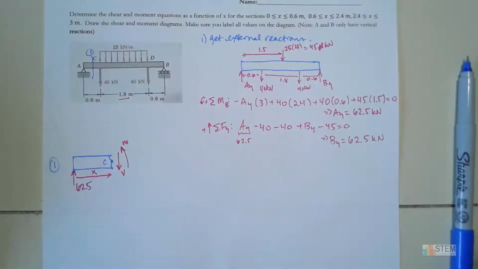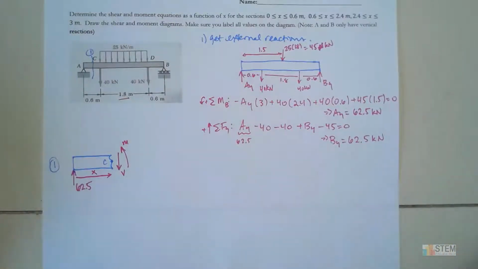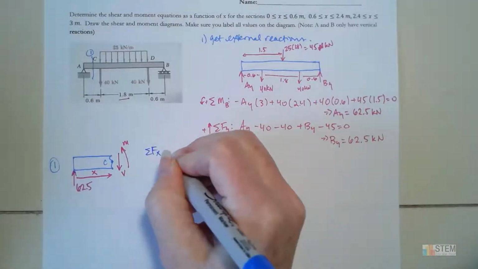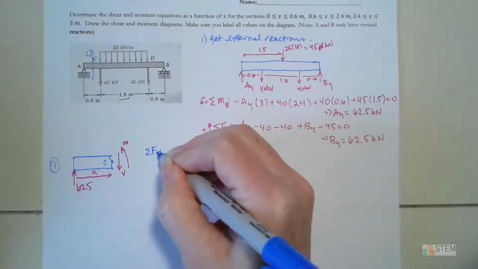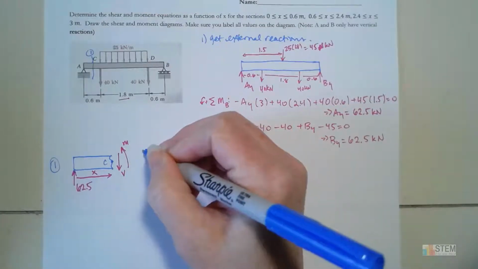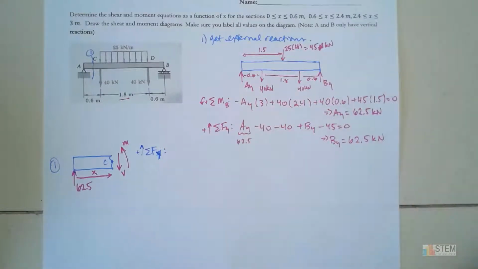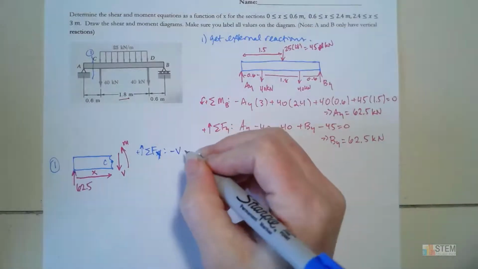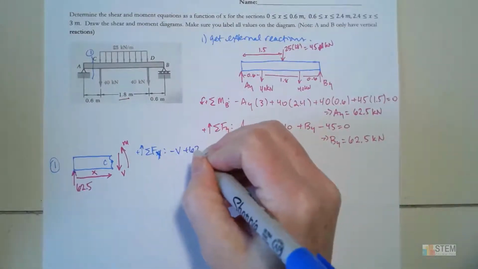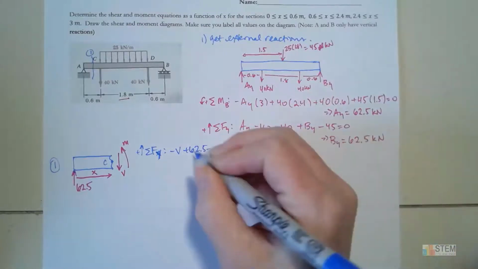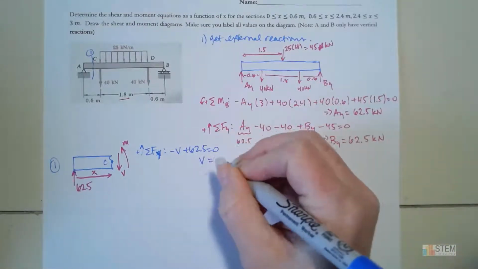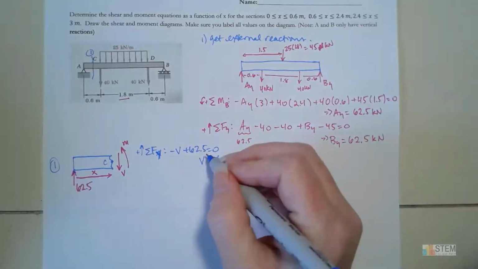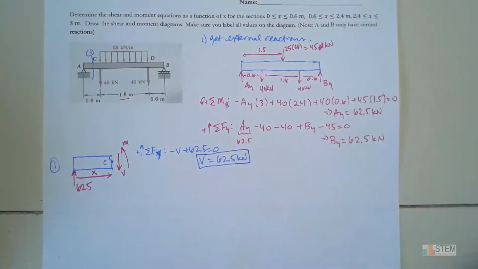Now what we're going to do is just use our simple equilibrium equations. Whoops, I put X. This should be Y. There we go. We don't have an X. I'm going to say that going up is positive here. So we have a negative V plus 62.5 equals 0. That means V is 62.5. So this is one of the functions that the problem was asking for.